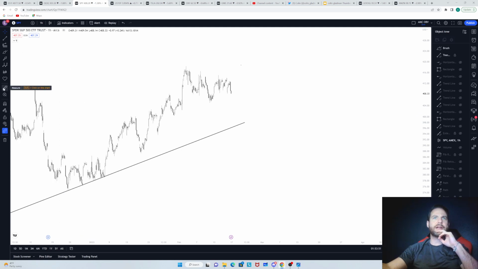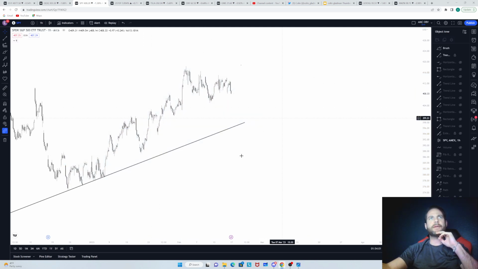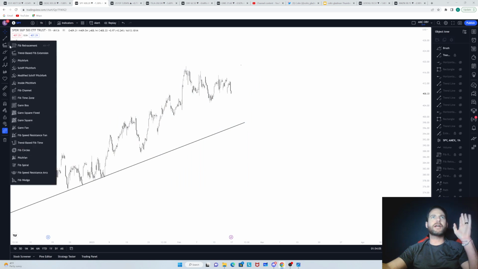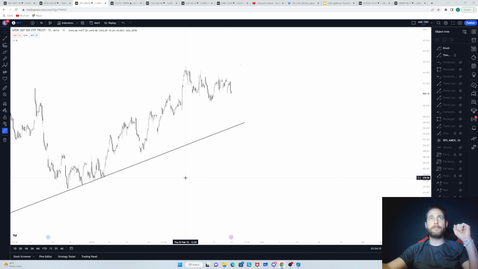The ruler right here, if you ever want to click on that just to see how big of a move it was, the time that the move took, you can do that if you want to. But that's pretty much over here. I really use the trend lines. I use the fib retracement and the fib extension. Don't clutter your chart up too much. Like I said, that's pretty much all I use as far as that is concerned.